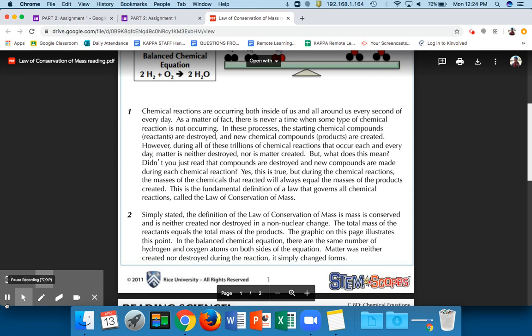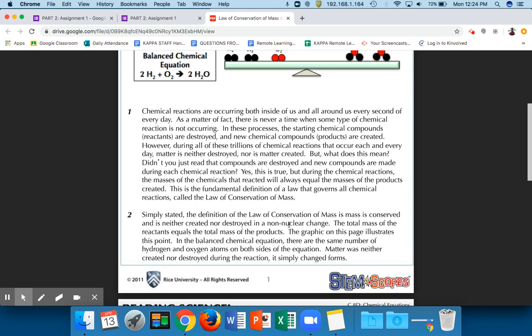So that means in nuclear changes or nuclear reactions, this doesn't hold true because in nuclear reactions, a little bit of mass is converted to a lot of energy. So that's a different case.